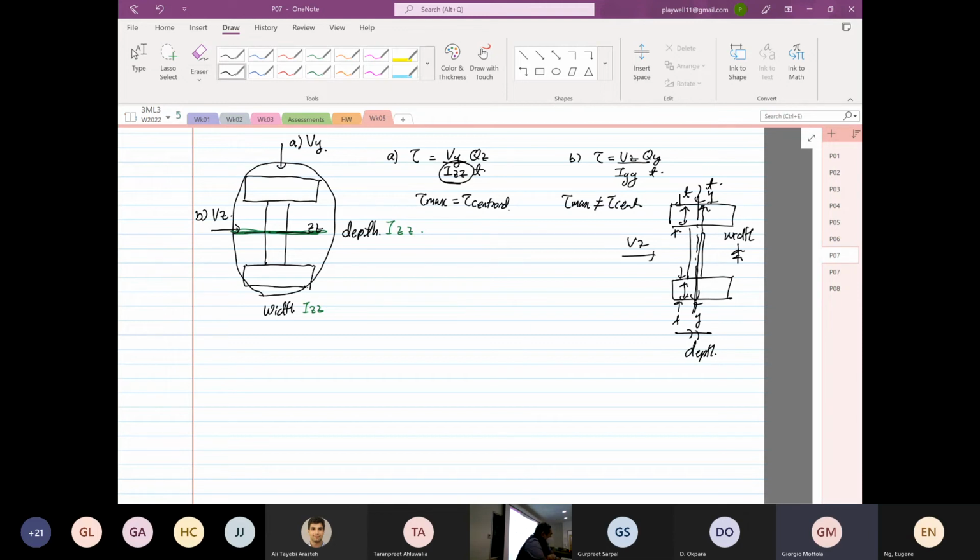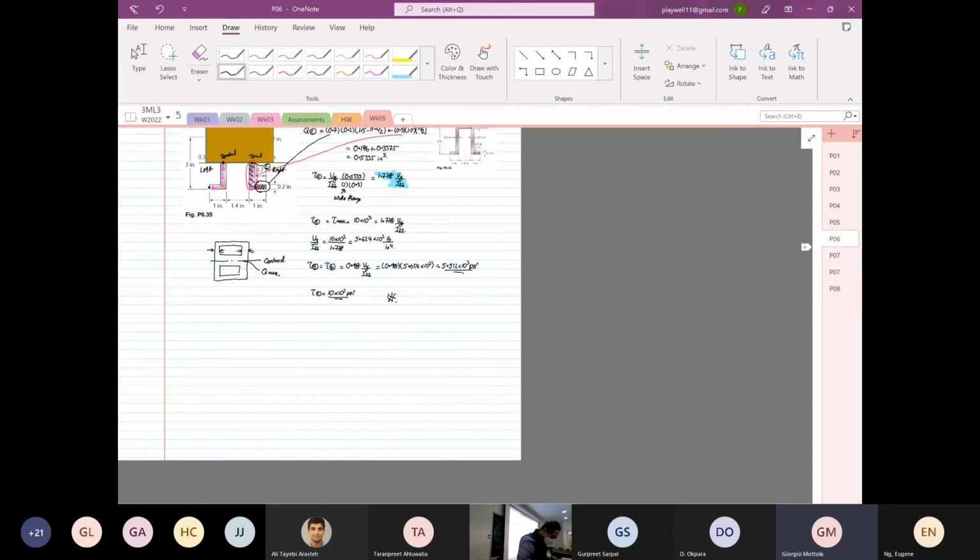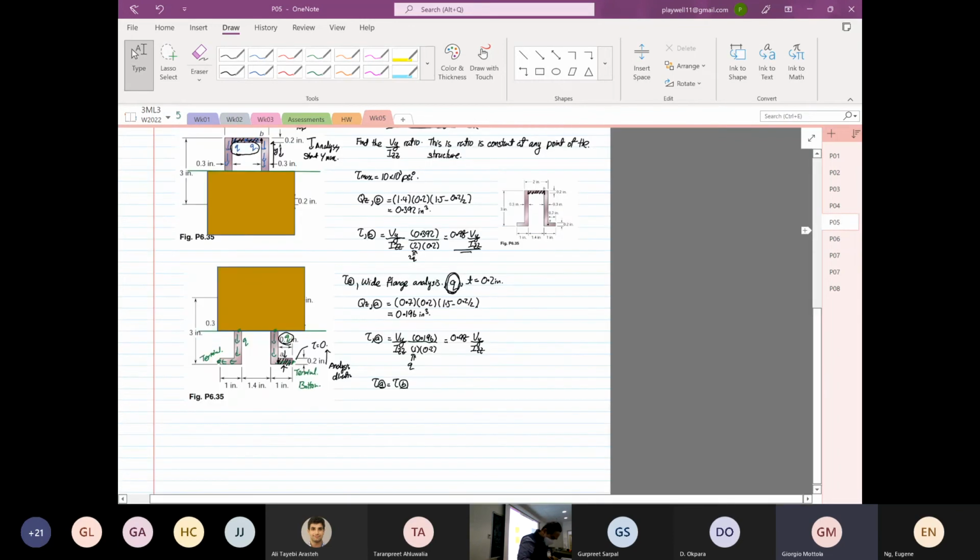This is just a procedure. I will strongly encourage you to look at your solution and start correcting. So where did the 0.98 come from? It is from here. We found it. Okay, 0.98.